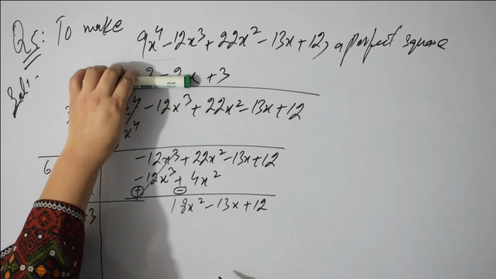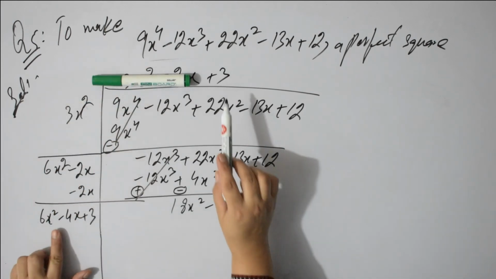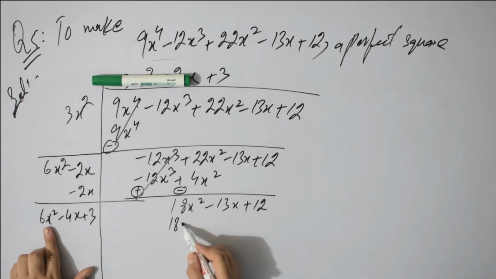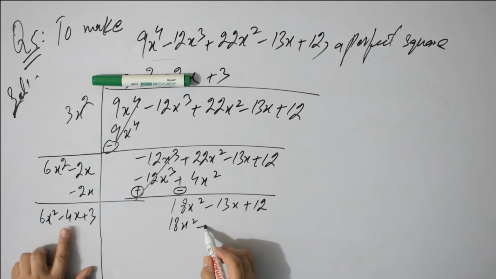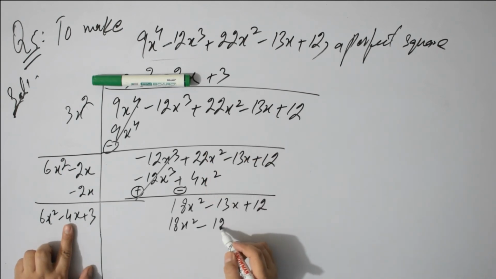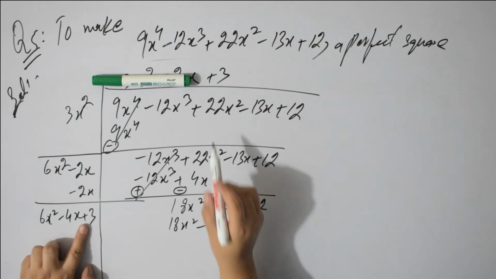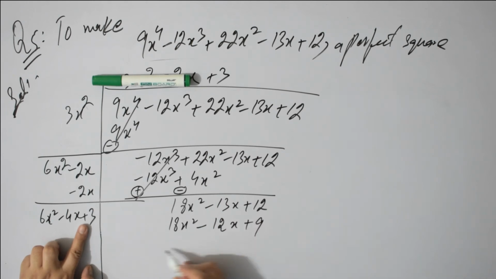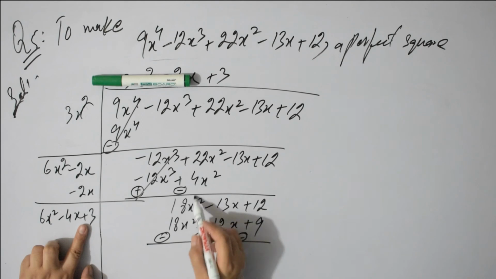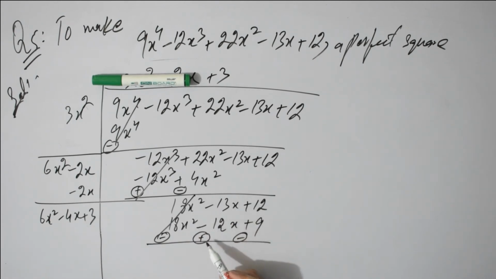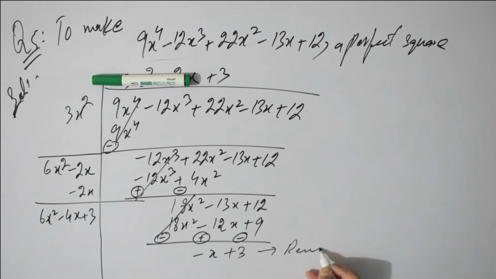These two multiplications are done, so let's come to the third. 6 3s are 18x square, minus plus minus 4 3s are 12x plus 9. Change the sign: minus 13 plus 12x, what will come? Minus x, and plus 12 minus 9, plus 3. This is my remainder.